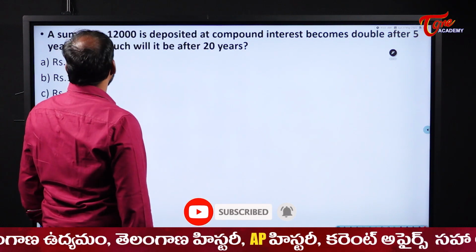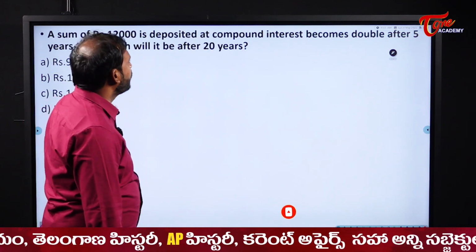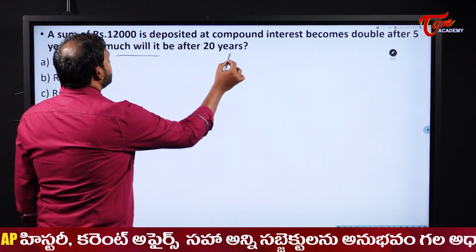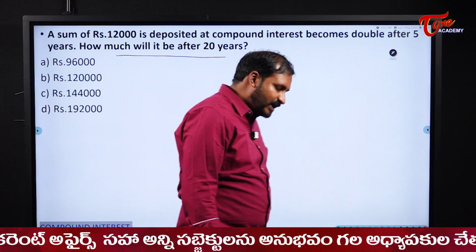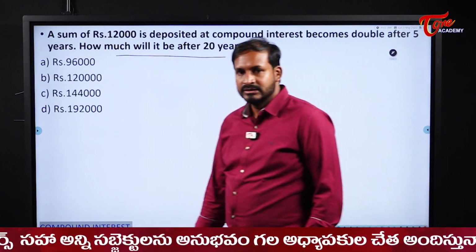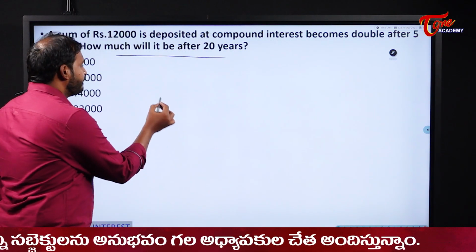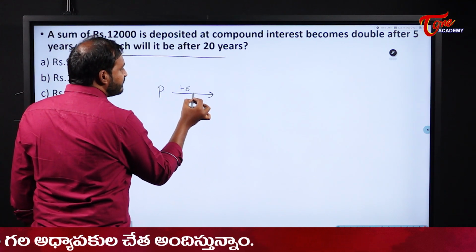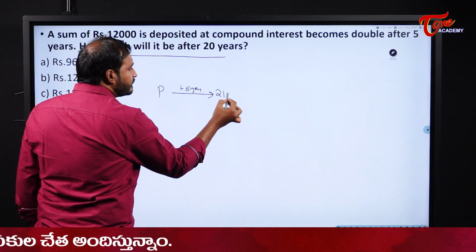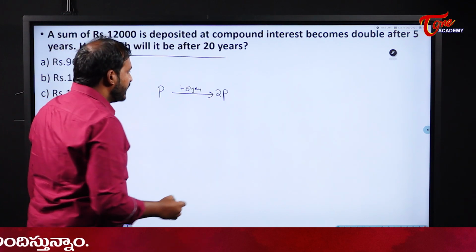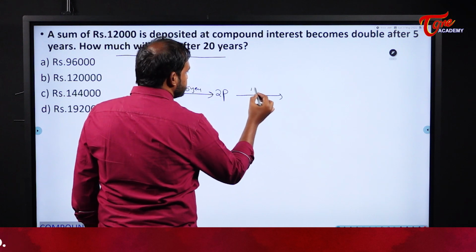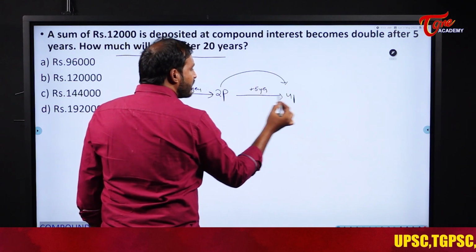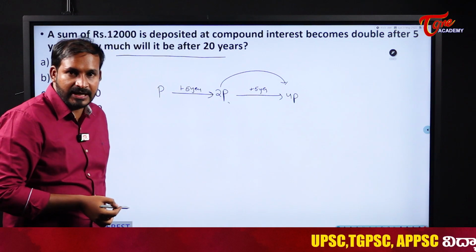Now, a sum of 12,000 is deposited at compound interest to become double after 5 years. How much will it be after 20 years? It is becoming double after 5 years, right? Now, we will see generally. First, it is P, plus 5 years, how much will it become, students? 2P, right? 2P. If 5 more years pass, 2P will become what? 4P. Why? Because it will become double.